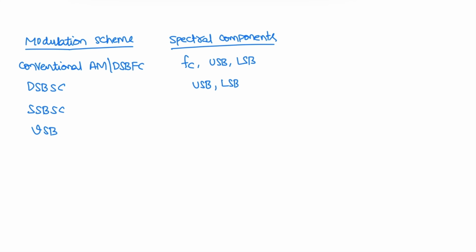Next is SSB-SC, single sideband suppressed carrier modulation. It consists of only LSB or only USB, either the lower sideband or the upper sideband. Vestigial sideband modulation consists of one sideband, either LSB or USB, plus a part of the other sideband, the vestige. So that is vestigial sideband modulation.